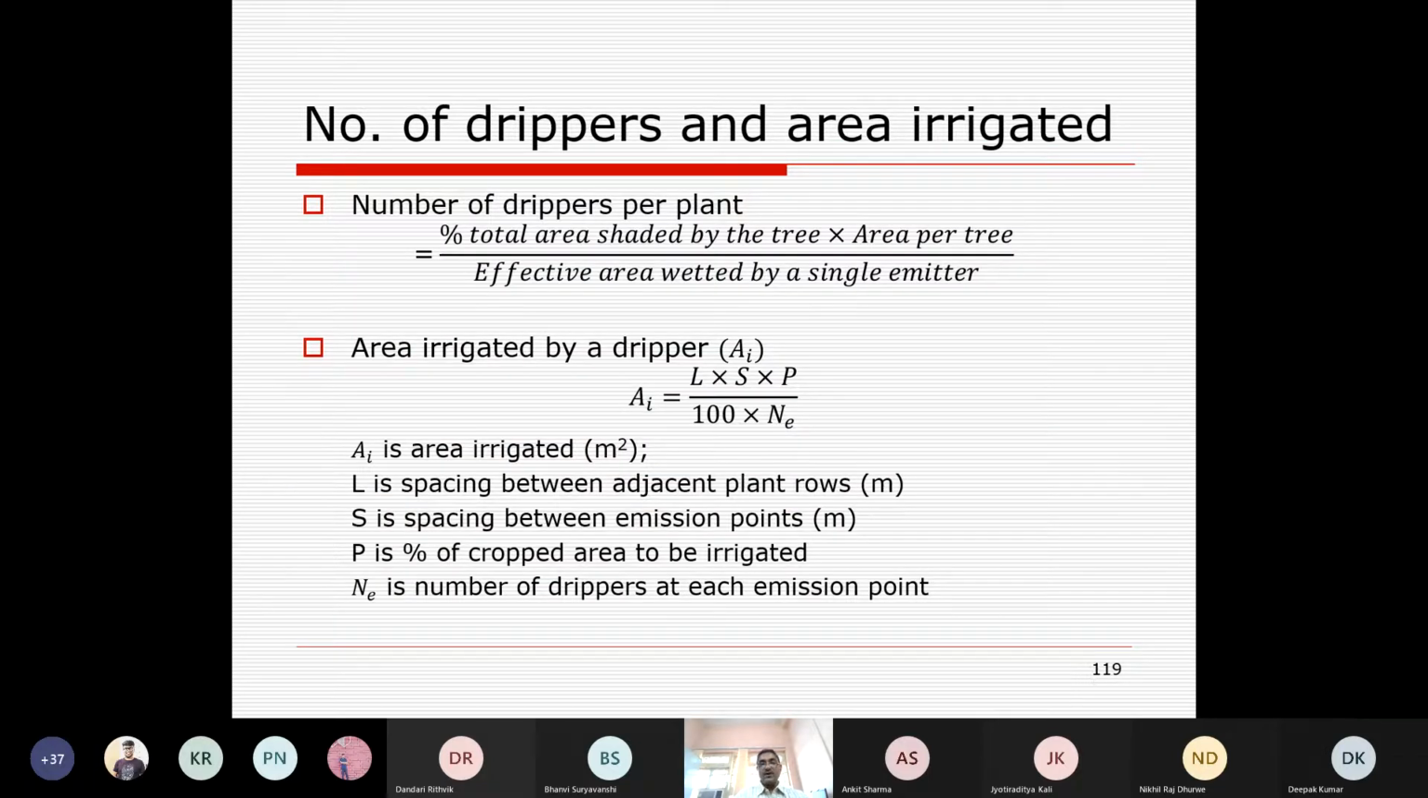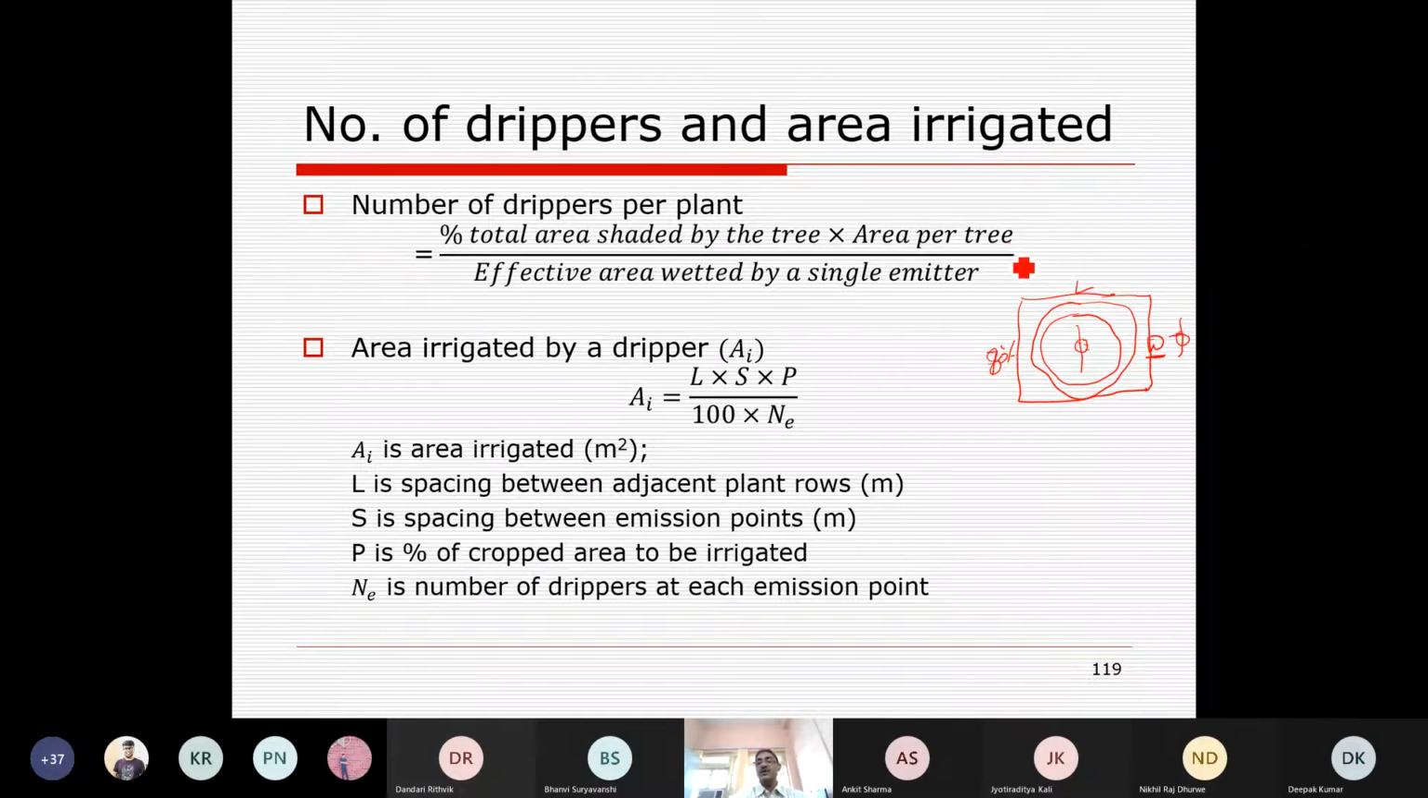Now, number of drippers. How do we find out the number of drippers we need to put per plant? It is a simple idea: the percentage of total area shaded by the tree. You might have seen it. Suppose it's 5 meter by 5 meter distance. Plants are there, but we are not seeing that this particular plant is shading this whole area. So this may be a percentage, maybe 60% or 70% or maybe 80% of the total area shaded by the tree. And the area per plant has a length and width, which is assigned, meaning row to row distance is the width, and plant to plant distance is the length between two plants.